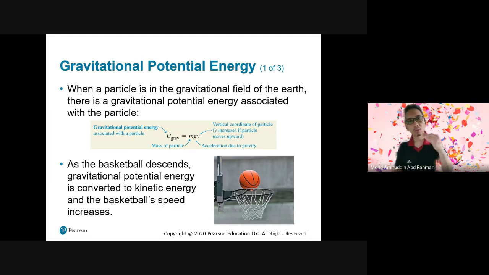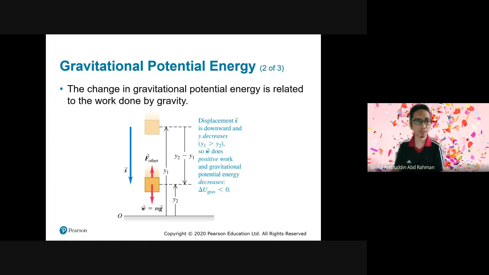You see that the ball is at the highest point, so it will stop at that moment. You can imagine that. And then it will go down. At that time you have the gravitational potential energy applied, and then the kinetic energy after that, which gives the speed to the basketball. The change of the gravitational potential energy is related to the work done by gravity.